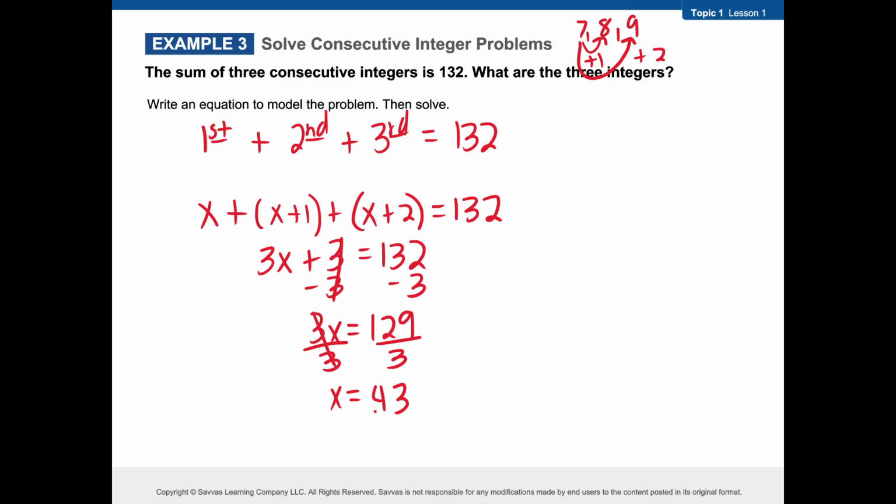9 divided by 3, 3. So x represents my first integer, 43. So then consecutively, the second integer is 1 more than 43, so 44. My third integer is 2 away from the first, so 45. And if I want to check just to make sure I did it correctly, add 43 plus 44 plus 45, and it should give you 132.